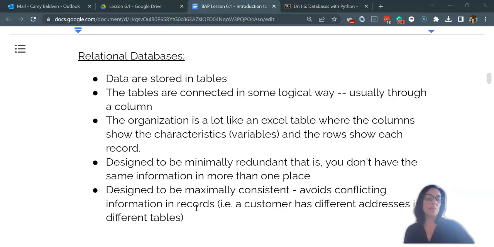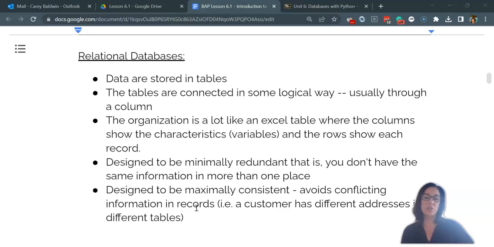An important concept about a relational database is that they need to be minimally redundant. That is, you don't want to have the same information in more than one place. So for example, if I look at the database that supports a large university, I might have multiple tables that contain information about employees or about students. One example might be the employee address that might show up in multiple tables.